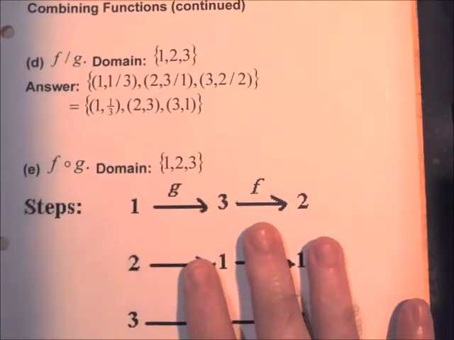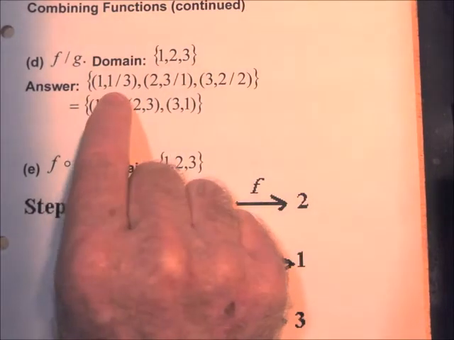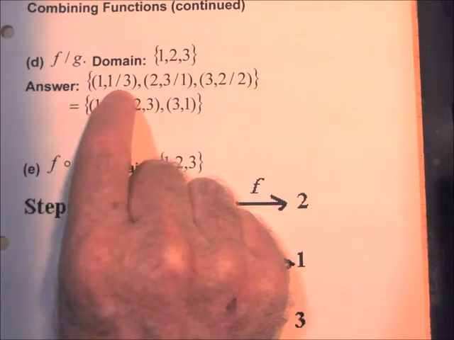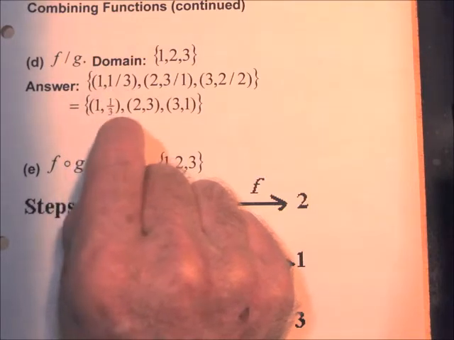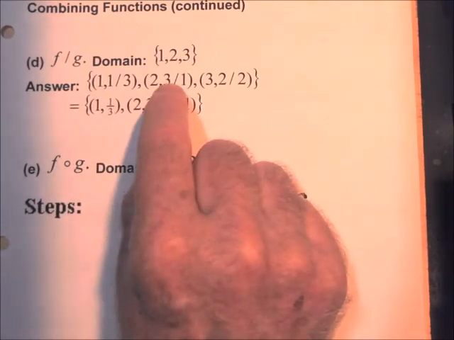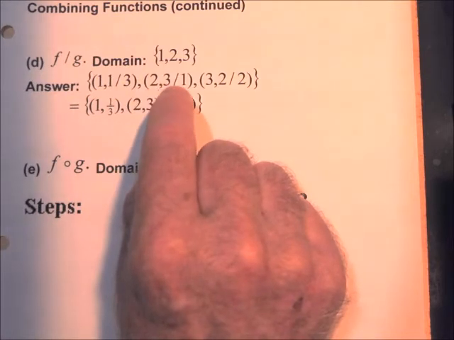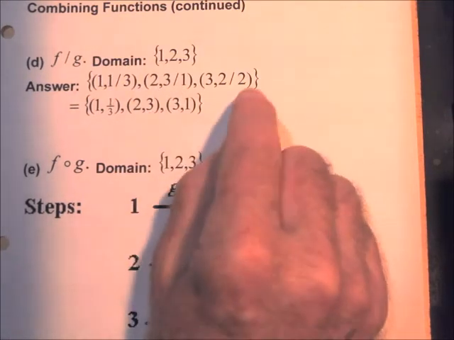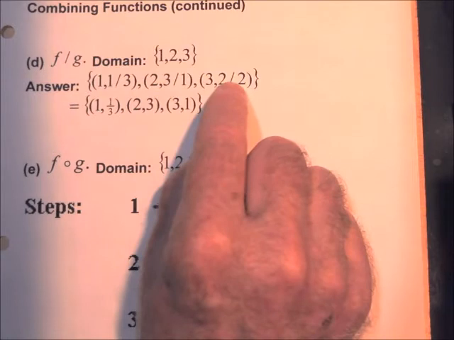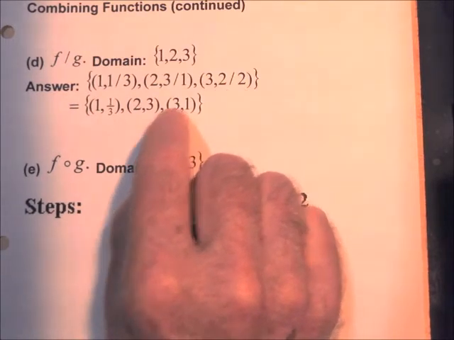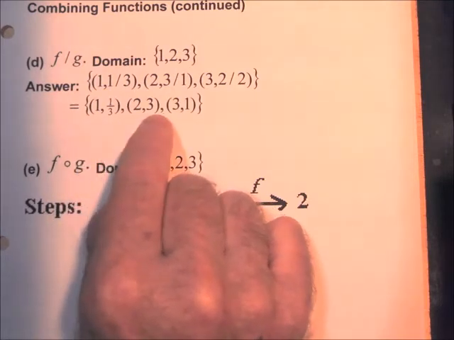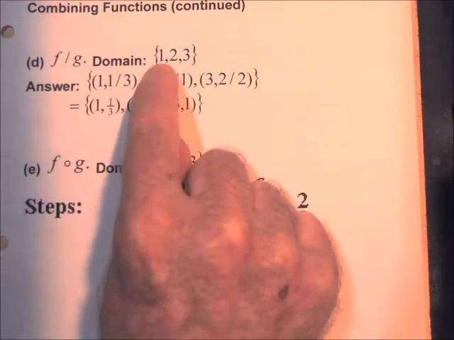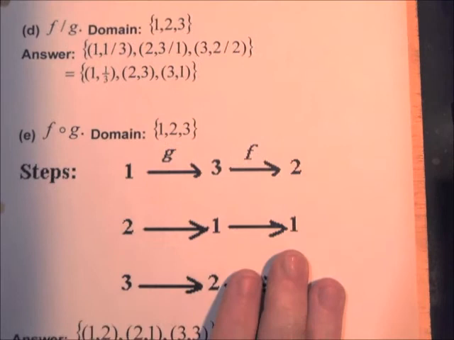F divided by g, if the input is 1, f is 1, g is 3, f divided by g is 1 divided by 3, which is 1/3. If the input is 2, we'll have 3 over 1, which is 3. If the input is 3, we'll have 2 over 2, which is 1. So the new function is (1, 1/3), (2, 3), (3, 1), and the domain is 1, 2, and 3.